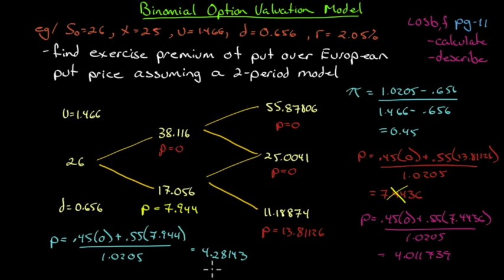So now we can answer the question, what is the premium? If it were an American style put, it would be 4.28143. If it's a European put, it would be 4.011. So it's easy enough to see that the premium is just one minus the other, and we'll get 0.26969, roughly a 27-cent premium because it's an American style put versus a European style put.